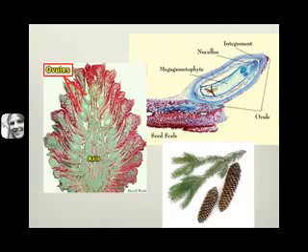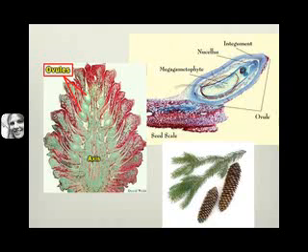So different pine species do different things with this megagametophyte. Some pine species will actually shuttle additional nutrients to the megagametophyte, and others just have this megagametophyte basically be nutritive tissue for the developing embryo.